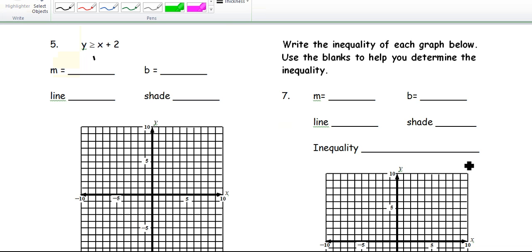So our M, of course, if we don't see the coefficient, must be 1. Our y-intercept, the beginning point, is 2. This has the equal sign under the inequality, which means that it's going to be a solid, and since it's greater than, we're shading above.